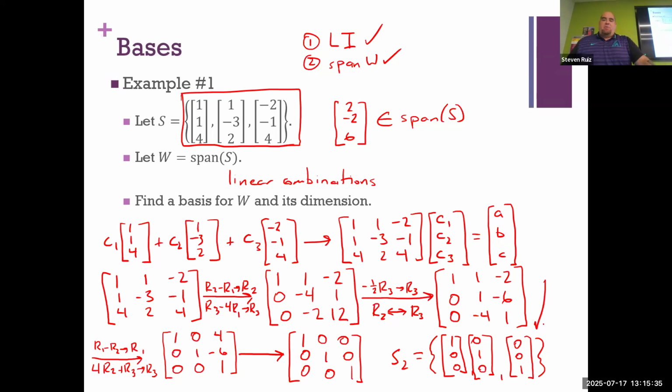But this one right here that we ended with is called the standard basis. Basically, it's a bunch of vectors whose only non-zero component is, basically, the first vector, its first component will be 1. The second vector, its second component will be 1, and so on.